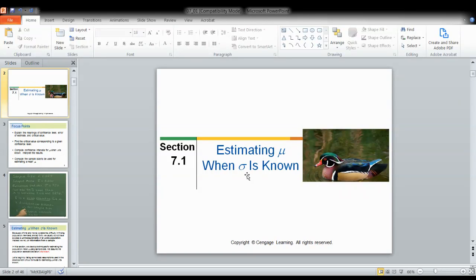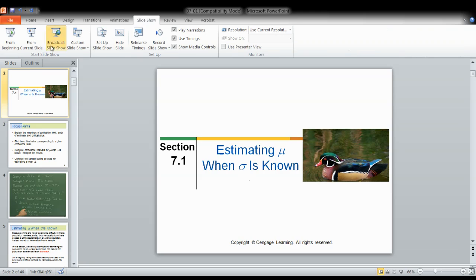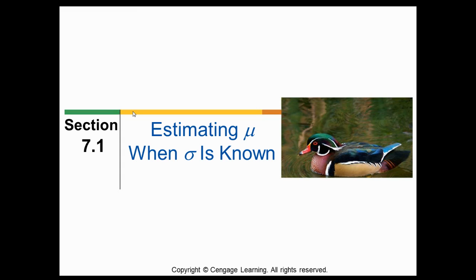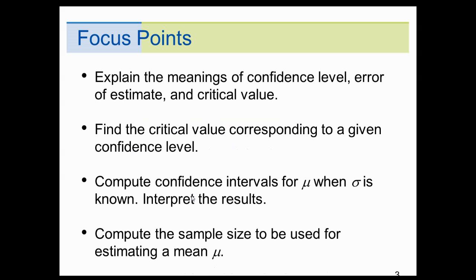Okay, we're ready to start chapter 7. So here we go. 7.1 Estimating the population mean mu when you know the population standard deviation sigma. All right.